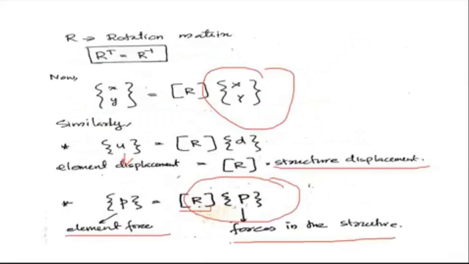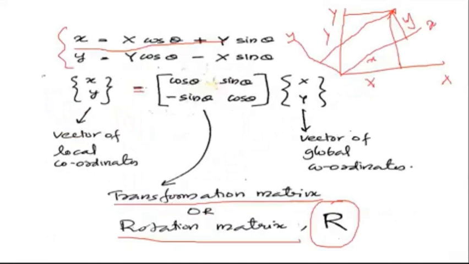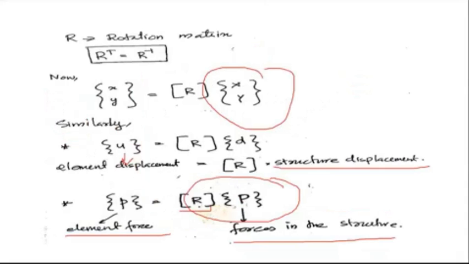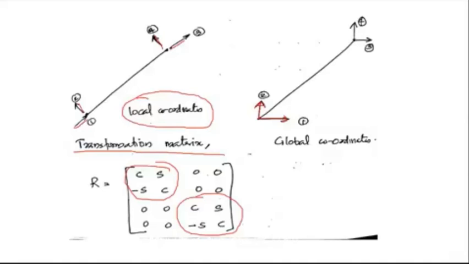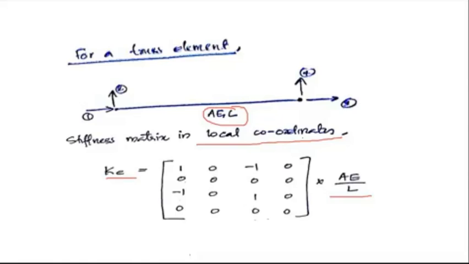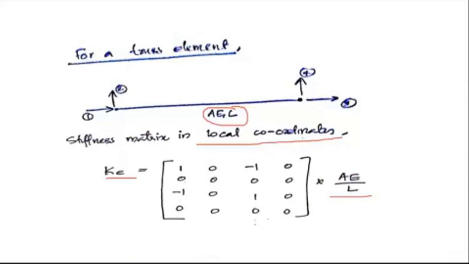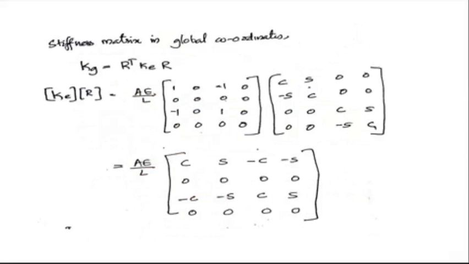This transformation matrix R is for a point P alone. If we consider a point P, now we have a truss element with 2 nodes at each end. So this is the transformation matrix R. Now what is our expression for Kg? Kg is equal to R transpose Ke into R. So we'll find the expression for Kg as R transpose Ke into R.